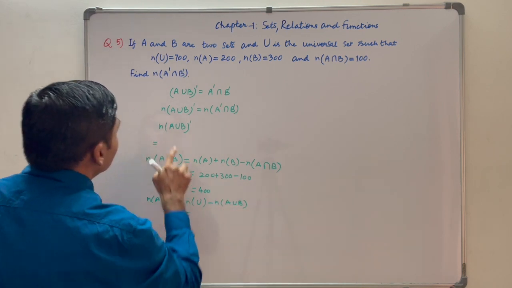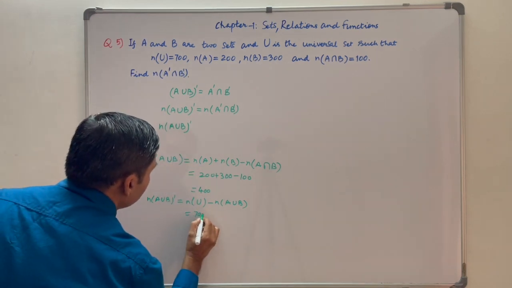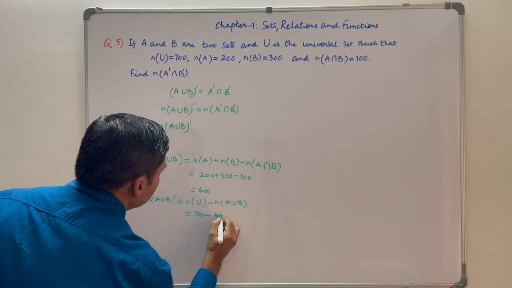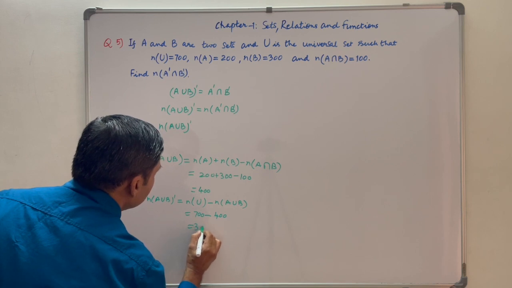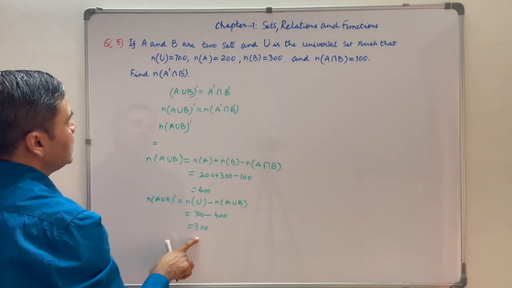And that will be equal to, NU is given as 700. So 700 minus 400, that will be equal to 300. So we have got our answer, 300.